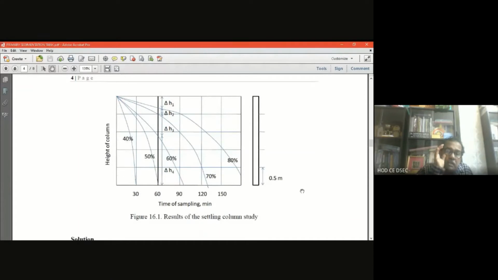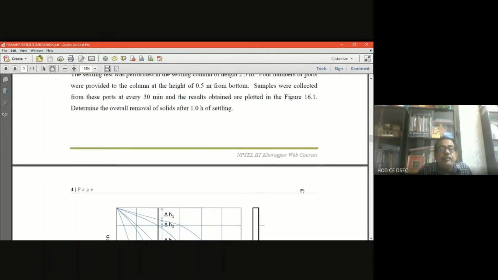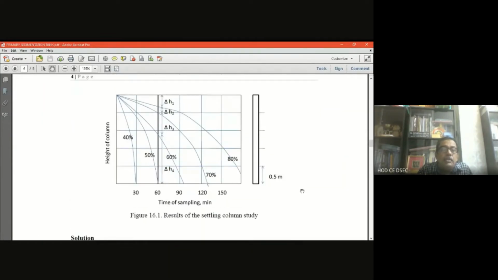That means after 1 hour of settling, what is the total removal, the overall removal of the solids? Now see the curve. The y-axis is the height of the column, which is 2.5 meters, the water height. With a 0.5 interval there are 5 slots, and the 4 ports are at 0.5 meter intervals: first port from the bottom, then second, third, and fourth, which is shown clearly by the horizontal lines. On the right side, the column bar we have drawn shows one typical dimension of 0.5 meter.